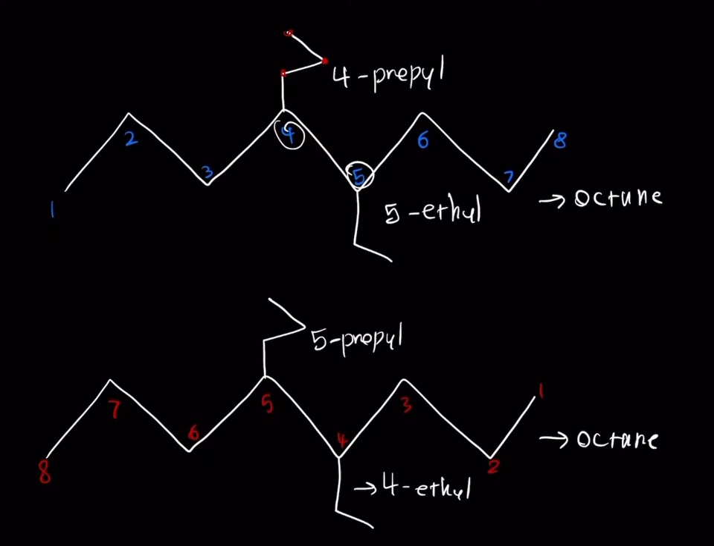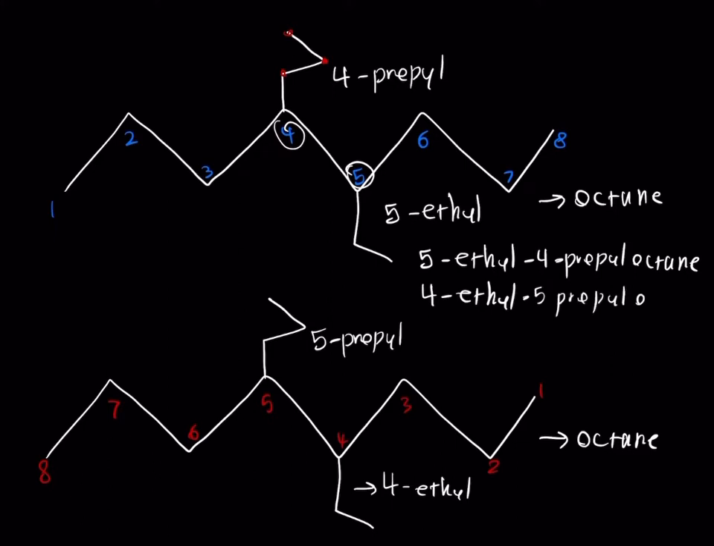If we were to write these out, for the top one, it would be 5-ethyl, 4-propyl octane, and for the bottom one would be 4-ethyl, 5-propyl octane. And so you can see here that because E comes before P in the alphabet, as we learned from our previous example, we always want to prioritize the alphabetical order.